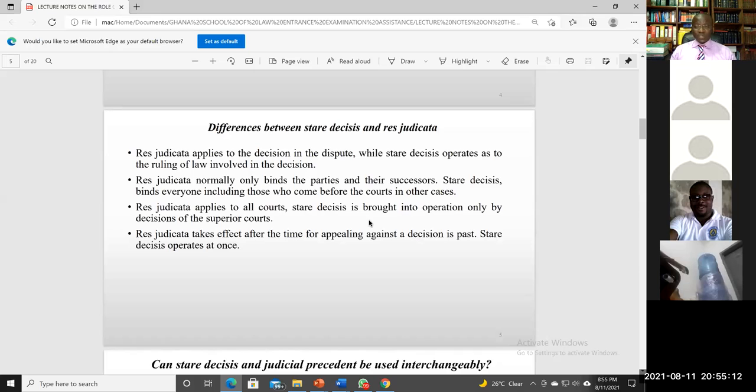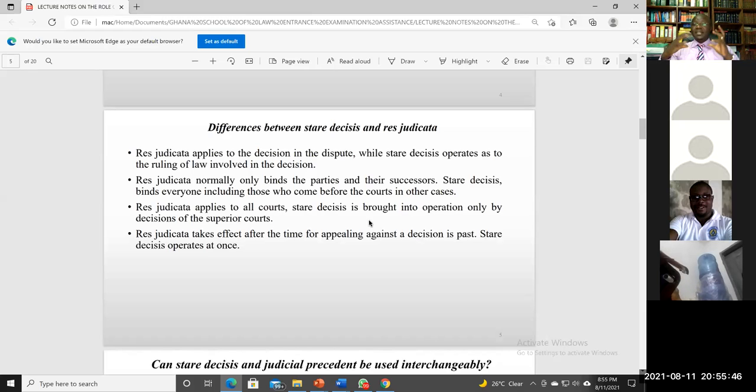As I told you, for res judicata, a district court sitting somewhere can decide a matter, and that will operate as res judicata so as to prevent relitigation. But stare decisis applies only to superior courts of judicature, and they are considered as courts of record. And that begins from the High Court, the Court of Appeal, and the Supreme Court. So it is the decisions of these superior courts on points of law which can serve or operate as judicial precedent, stare decisis as it were.